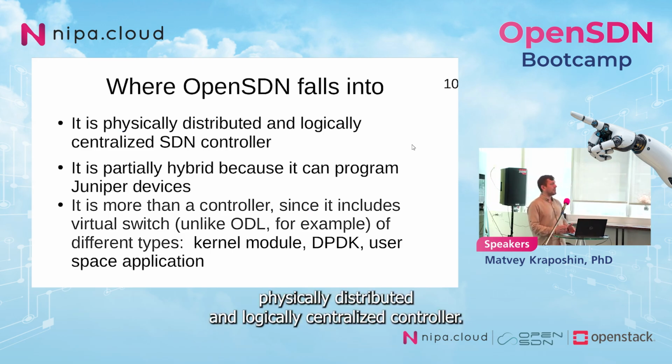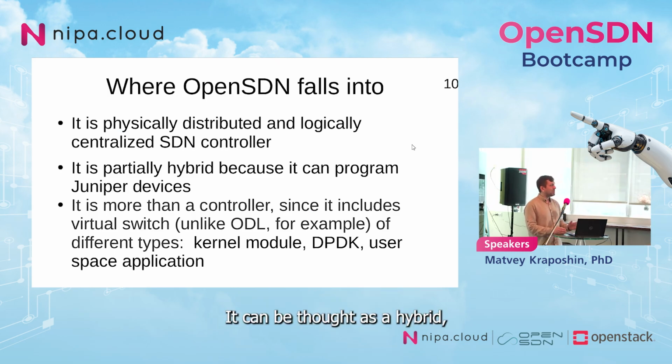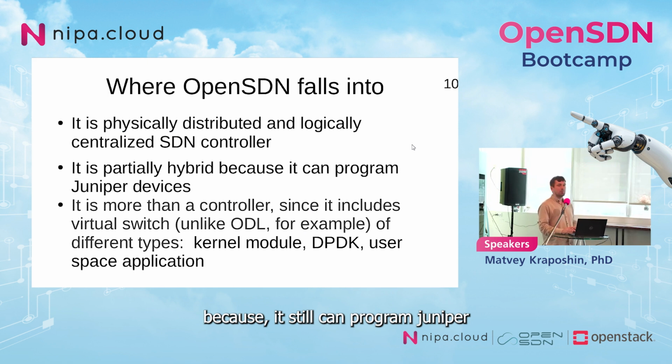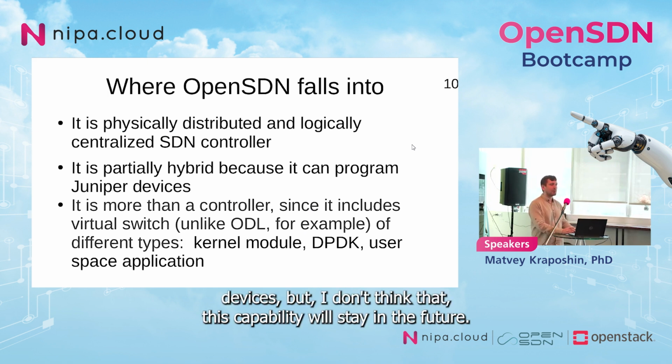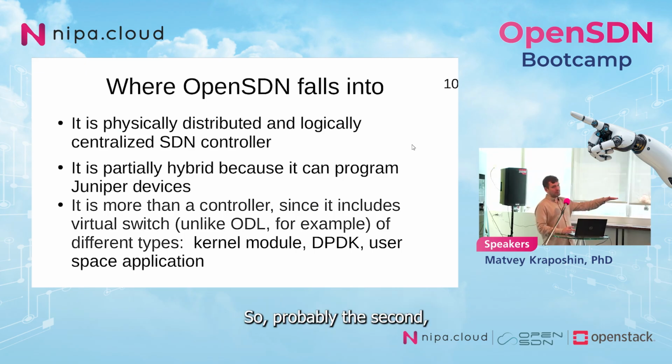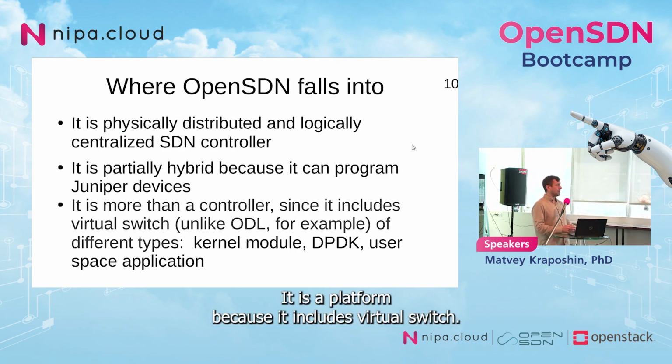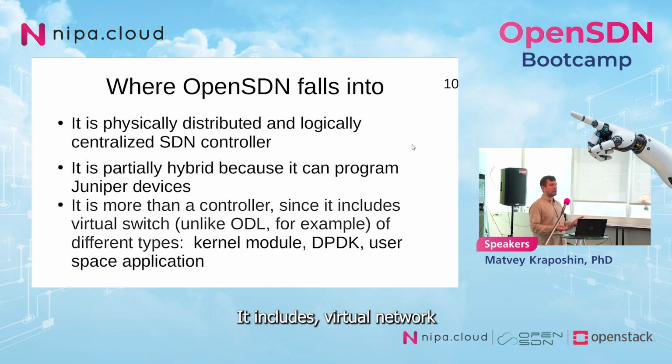OpenSDN is a physically distributed and logically centralized controller. It can be thought of as a hybrid because it still can program Juniper devices, but I don't think that this capability will stay in the future. So probably the second line can be removed. And it is more than a controller. It is a platform because it includes a virtual switch, virtual network functions, and diagnostic tools. So it's actually a platform.